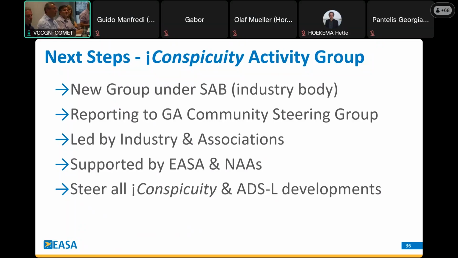Don't worry if you won't be directly involved in the activity group. This group will create a list of interested parties. So those who will be interested to be regularly updated or regularly contribute to the group, for example, by correspondence, providing comments to the outcomes, they will be involved.